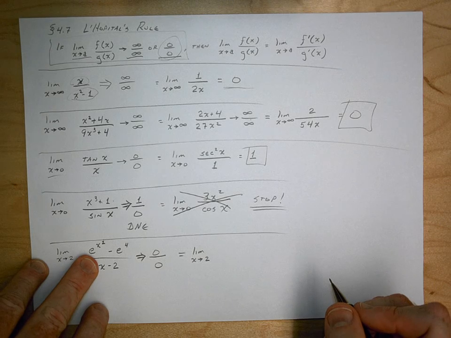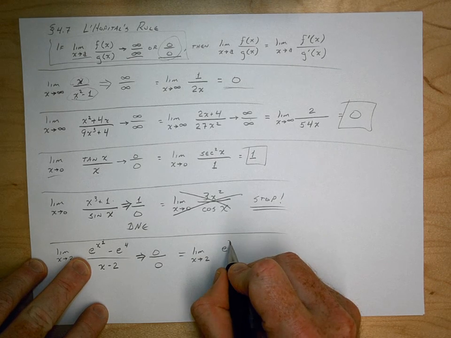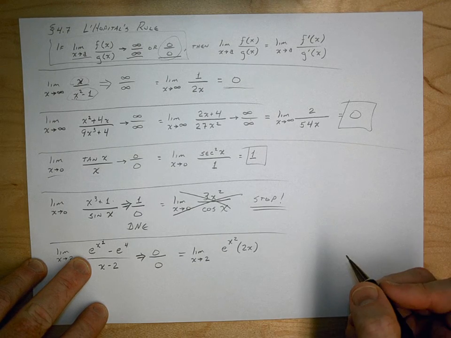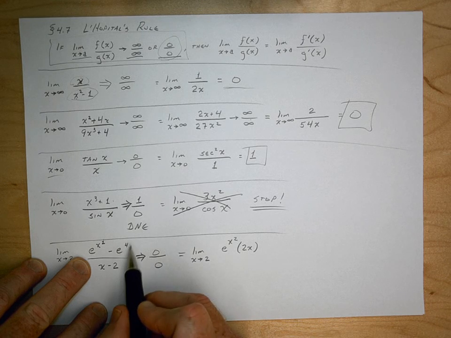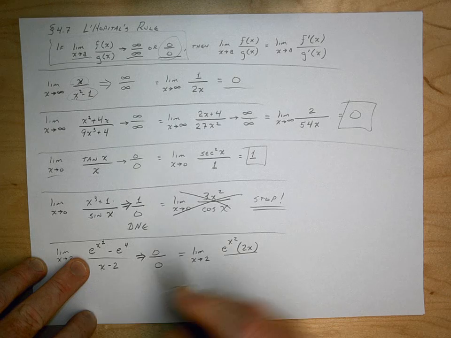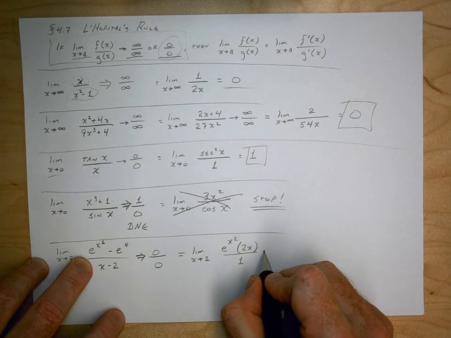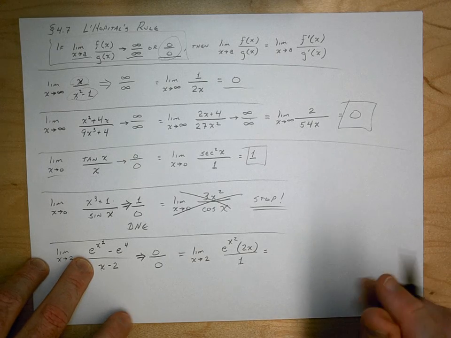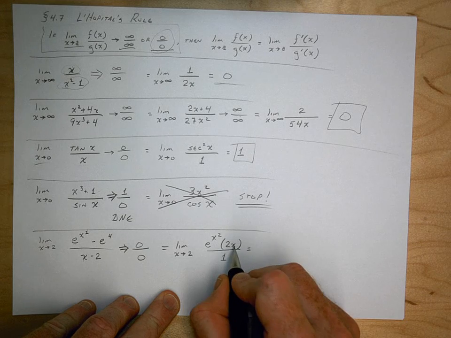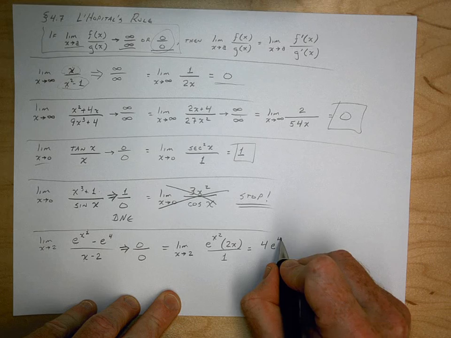If I take the first derivative of the top, so the first derivative of e to some junk is e to some junk times the derivative of that junk, minus derivative of e to the 4th, that's just a constant, so this just goes away. Derivative of x is 1, negative 2, that's a constant, that just goes away. And so now it looks like I've got something that I can actually evaluate the limit of as x goes to 2. This is 2 times 2 is 4 times e to the x squared.